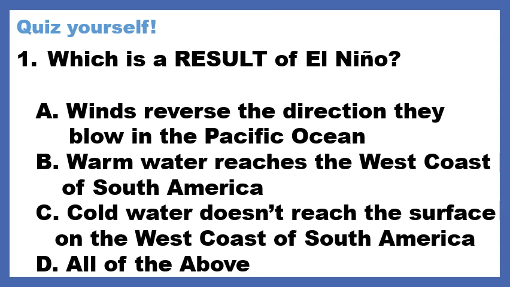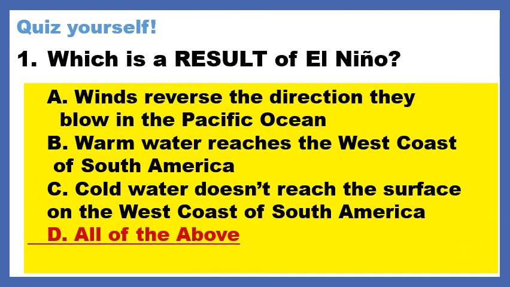5, 4, 3, 2, 1. I'm not going to eliminate anything because the correct answer is all of the above. During El Nino, instead of blowing east to west, the winds start blowing west to east. Warm water will blow into South America, and that warm water will stop the cold water from reaching the surface on the west coast of South America.